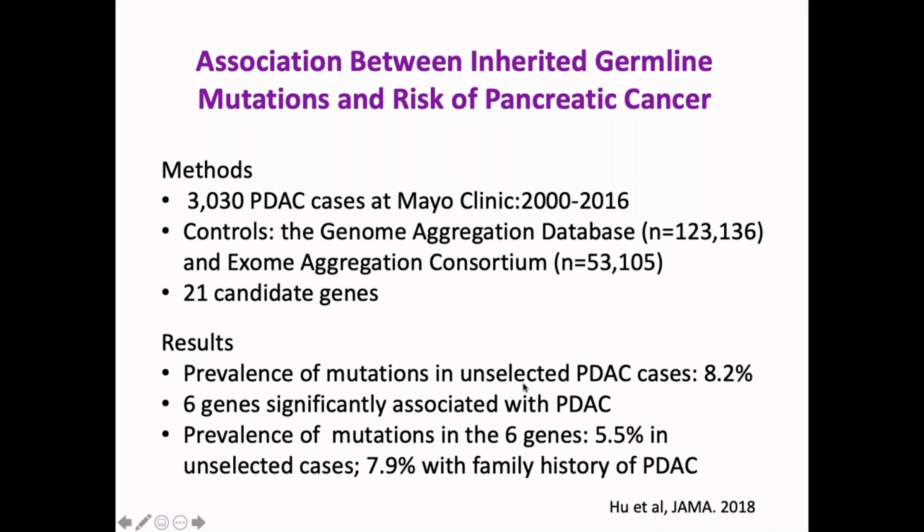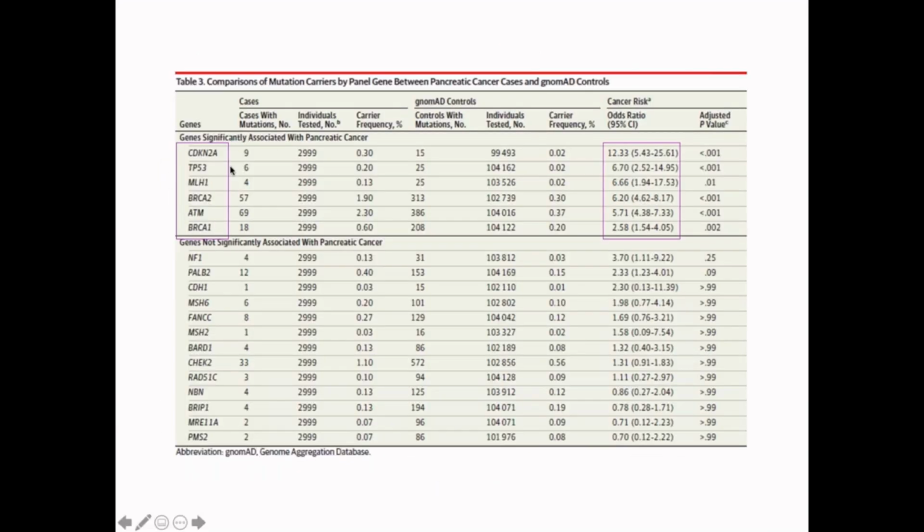Now, the prevalence of mutations in these unselected PDAC cases was 8.2%, and there were 6 genes that were significantly associated with pancreatic cancer. And the prevalence of mutations, if you isolate it to these 6 genes, was 5.5% in those all comers with pancreatic cancer. And if you further stratified the group based on family history, you saw an increase in the prevalence of these 6 gene mutations. And here are the 6 genes that were shown to have a statistically significant difference in odds ratio and cancer risk amongst those pancreatic cancer cases and controls.